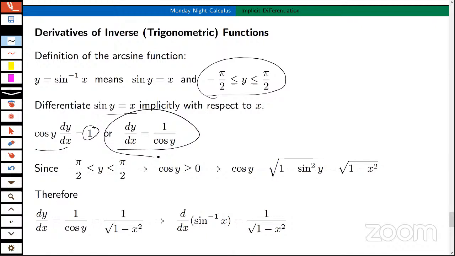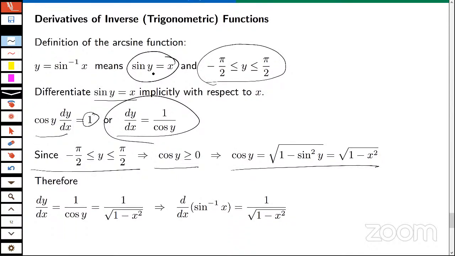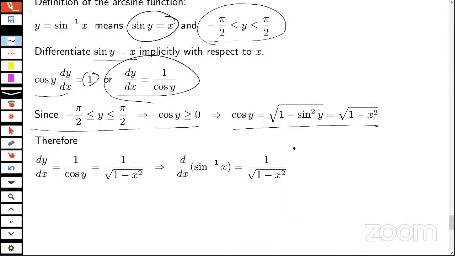That's not too satisfying. I'd really like to get that back in terms of x. So we'll think a little bit about this. On this domain here, the cosine of y is positive. We know we can write the cosine of y as the square root of 1 minus the sine squared of y, but wait a minute. The sine of y is x. So that means the derivative of the inverse sine is 1 divided by the square root of 1 minus x squared. Very cool.